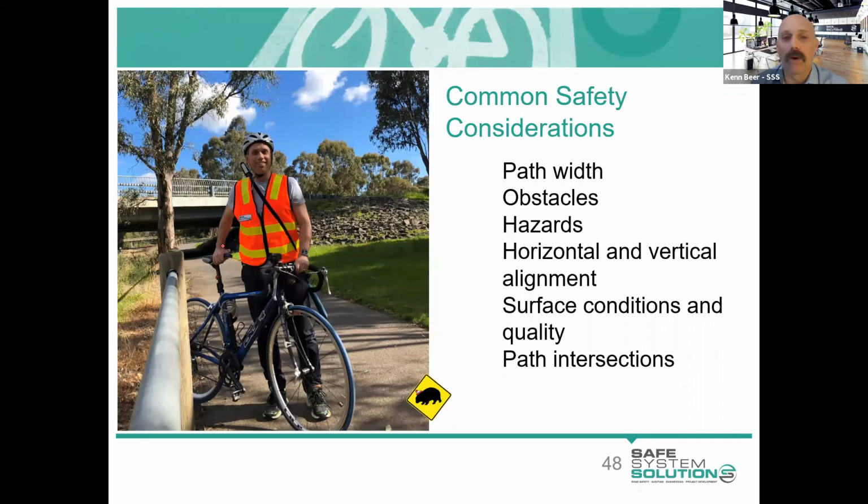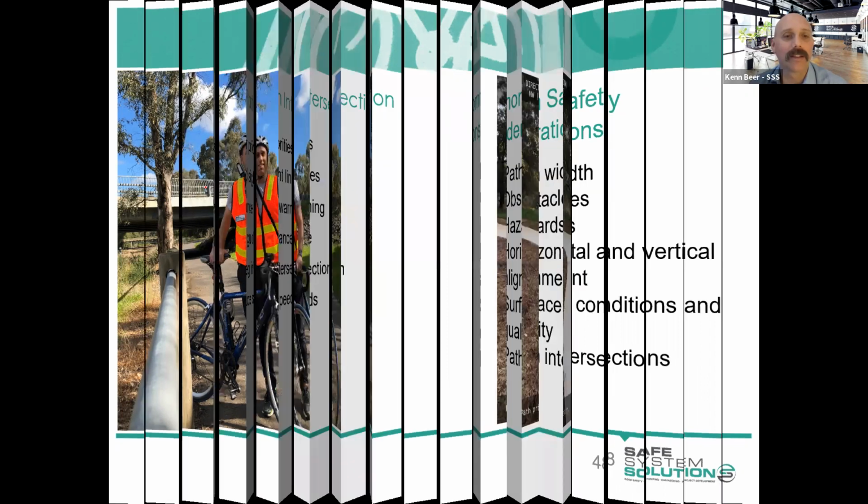I won't take you through all the different equipment that I like to take and the like, but some of the safety issues: the width of the path, obstacles, hazards on the path or near the path, horizontal and vertical alignment of the path, the conditions of the surface, and then how we intersect it. There's other minor things like structure height, clearances from that perspective, and a few other things.